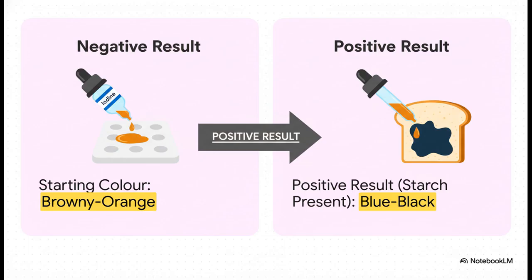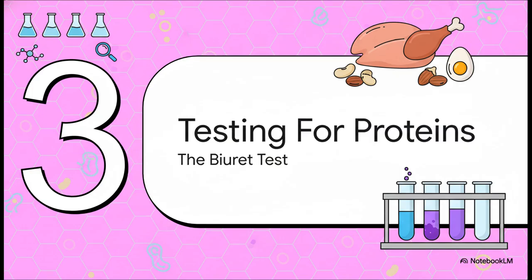It's a really dramatic and obvious result. You can't miss it. Right, we have absolutely nailed carbohydrates. So let's move on to our next key food group, proteins.